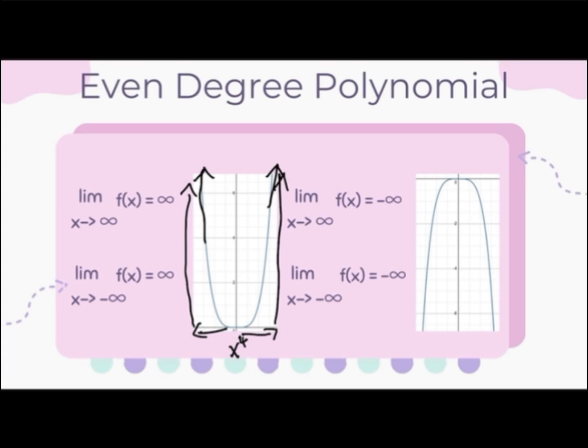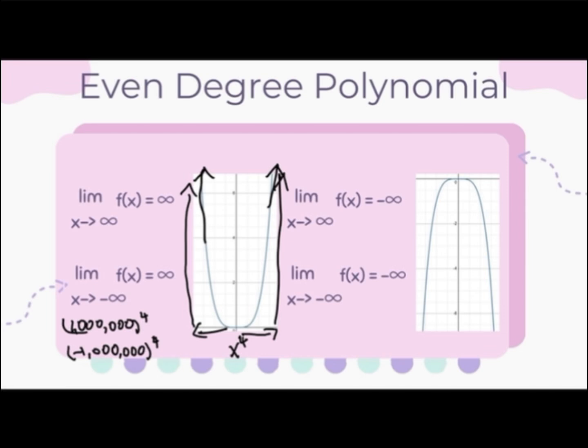And then again, we can test this out using numbers. A really big number close to infinity would be 1 million, and 1 million to the fourth power would be a really, really big positive number. And negative 1 million to the fourth power would also be the same value as the normal 1 million to the fourth power, because for even powers, they're all positive.